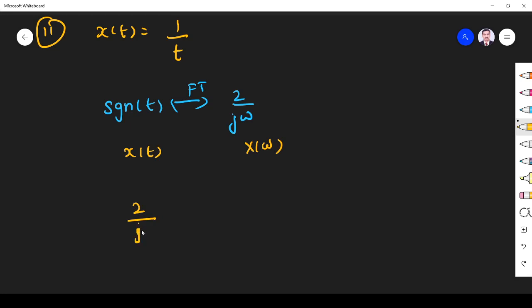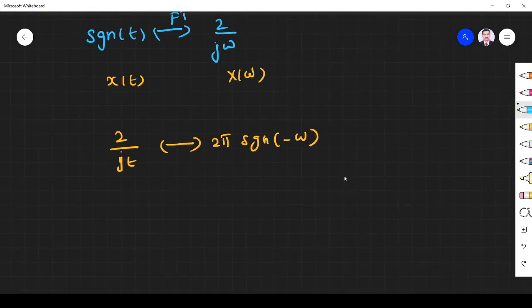2 by jt, this is what will be replaced by capital X of omega. This x of t is equal to 2 pi x of minus omega, so 2 pi signum of minus omega. This is what I write properly. This is our capital X of t as per the duality principle: 2 pi x of minus omega.